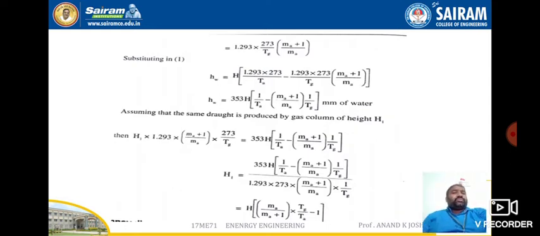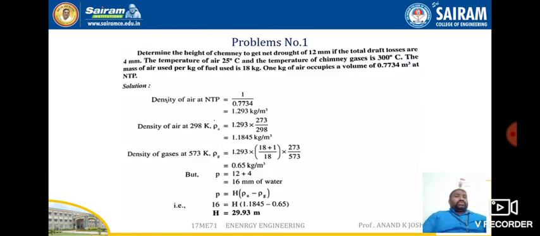Let us discuss one problem on this. Determine the height of the chimney to get a net draft of 12 mm if the total draft losses are 4 mm. The temperature of the outside air is 23 degrees centigrade and the furnace is supplied with 15 kg of air per kg of coal burnt. Calculate the draft in mm of water and the draft head in meters of hot gas.